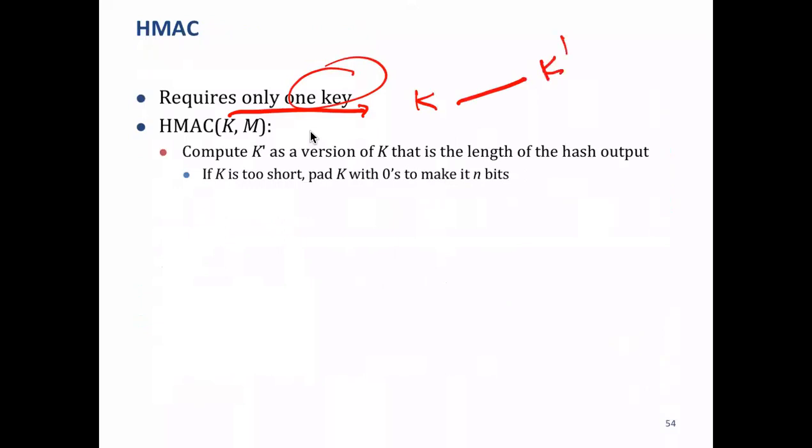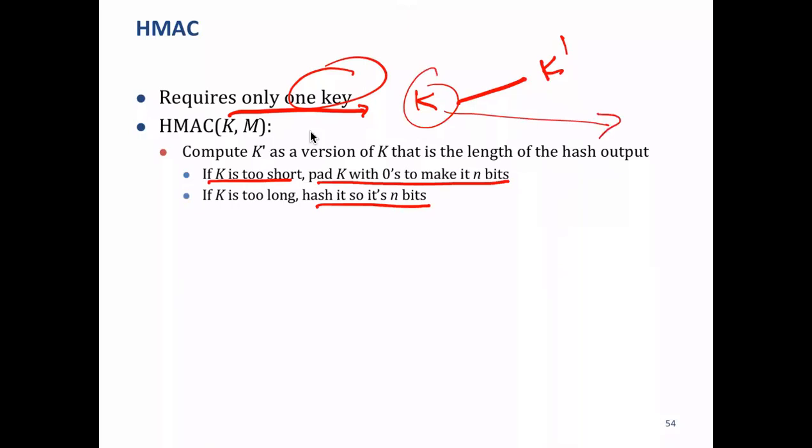Okay, we derive a key k dash, not 2 keys, but one key k dash. Essentially, we concatenate it, or if the k is too small, then we add bits to it, and if it's big, then we reduce it. So if k is too long, we hash it to n bits, and if it's too short, we pad it with zeros to make it n bits. So now we create a fixed size key from k, which we call k dash.